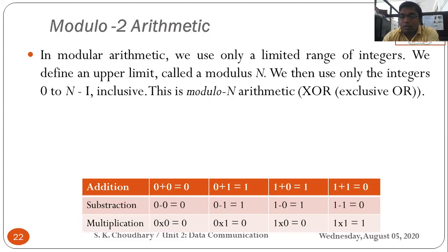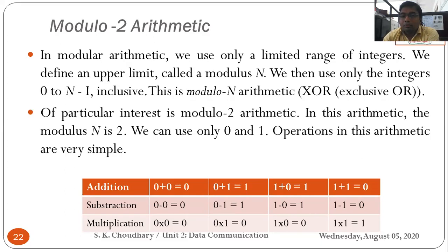Out of modulo n arithmetic, we generally use modulo 2 arithmetic because in digital communication, we restrict our discussion to binary numbers, which have only the two levels 0 and 1. So our main interest in this discussion is modulo 2 arithmetic, in which we use only 0 and 1.